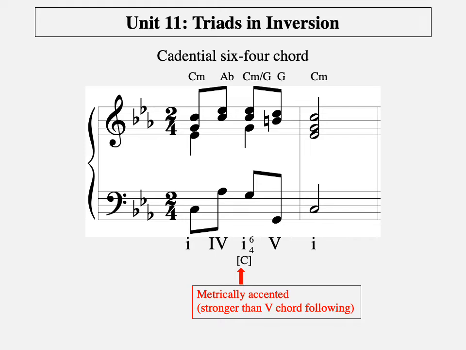If the cadential 6/4 chord's on a weak beat, then the 5 chord that follows it must be in a weaker metric position. For instance, if the cadential 6/4 chord is on weak beat 2 in 2/4 time, then the 5 chord needs to be on the even weaker "and" of beat 2.